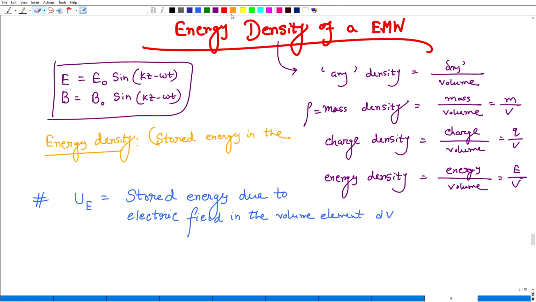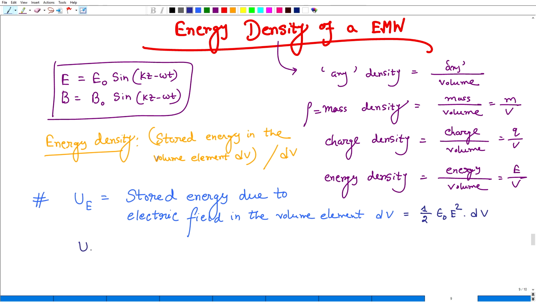As I discussed before, we can write this in the volume element dV. Now, if I divide it by the volume, then it will be the energy density, that means per unit volume. So, this is UE, the stored energy due to the electric field in the volume element dV. The form is half epsilon naught E square dV. E is the electric field.